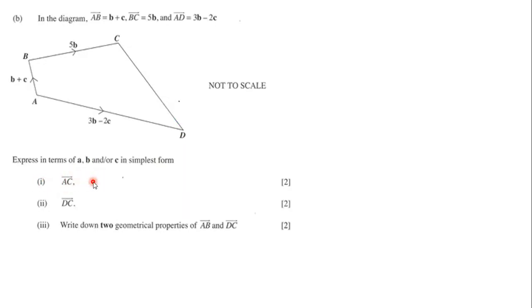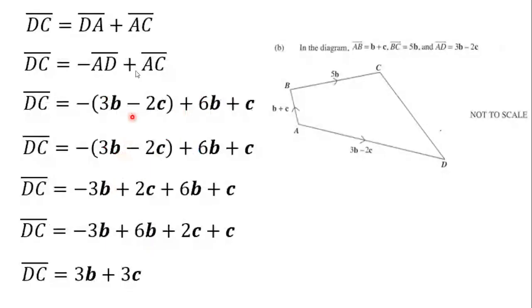We've completed BI. What about BII? In BII, they want us to determine what DC is, in terms of A, B, and/or C. So let's start. What is DC? DC means start from D and find your way to C.